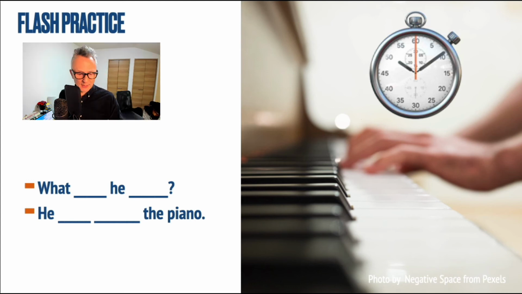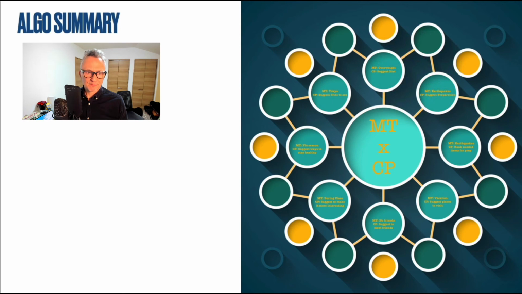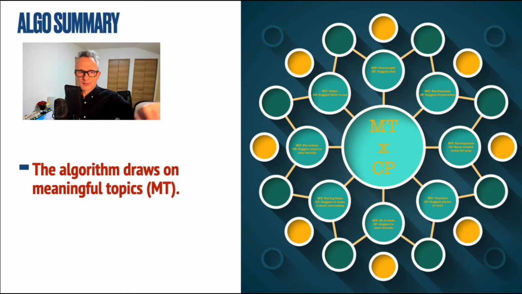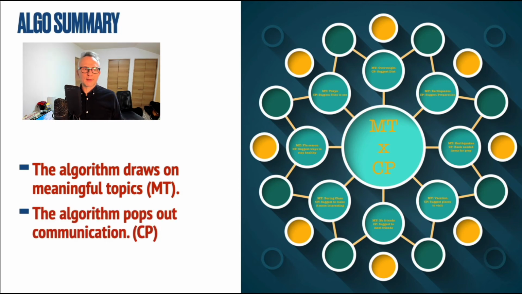So let's finish up. Let's talk about algorithms again. So you can see this image here of an algorithm. In the middle circle, you can see two key phrases, MT and CP. So MT stands for meaningful topics. The algorithm draws on a meaningful topic. And then the algorithm pops out communication. So CP stands for communication pops. So you have this meaningful topic and a communication principle or communication popping out of it.